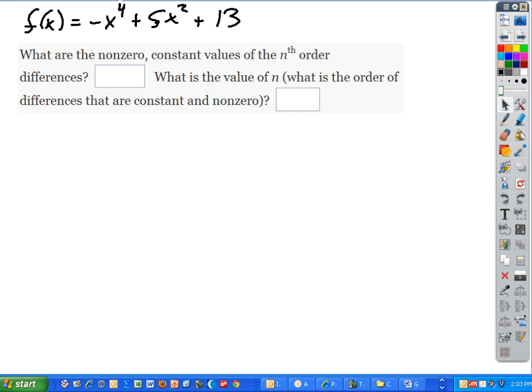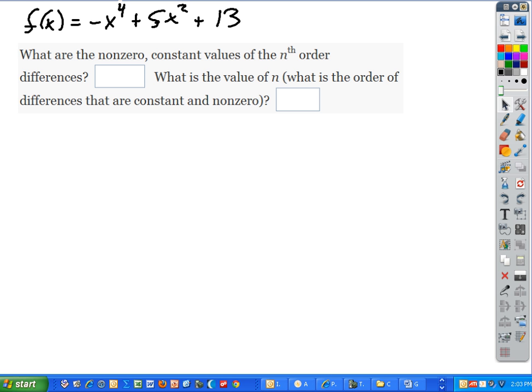There's a problem like this on the homework for section 6.9. They give you a function, and they want you to determine two things. What are the non-zero constant values of the nth order differences? Now that's a mouthful, but what that means is if we make our difference tree, what are the numbers that become constant? Okay, and then the second part is, what is the value of n? So what is the order of the differences? In other words, how many times do we have to calculate differences to get constant results?